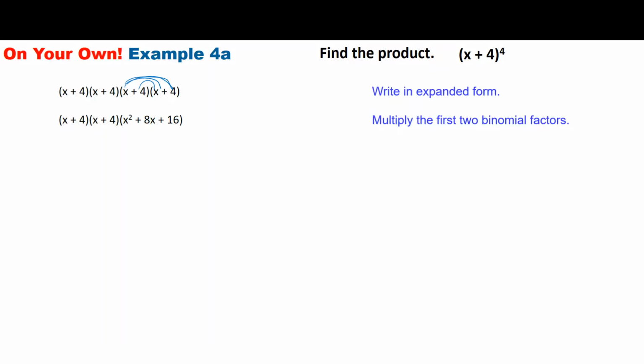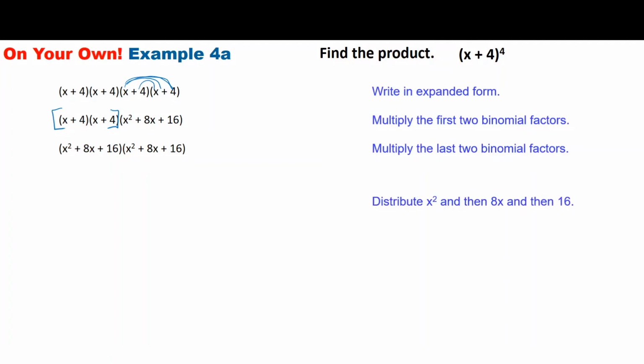And then I'm going to do the same thing with our other two factors. I'm going to go ahead and distribute on that, FOIL that out. And we end up with x squared plus 8x plus 16 and x squared plus 8x plus 16. Now it's going to get pretty long here. So what we're going to have to do is distribute our x squared. We're going to then distribute our 8x. And then we will distribute our 16 to everything.